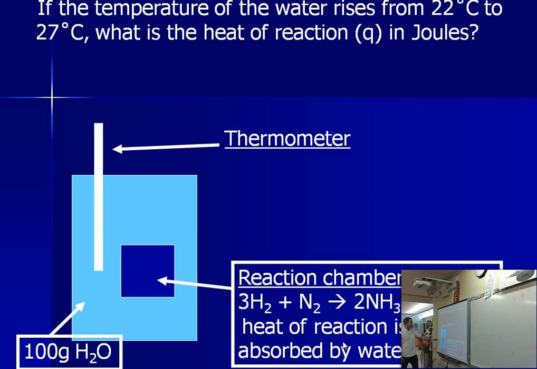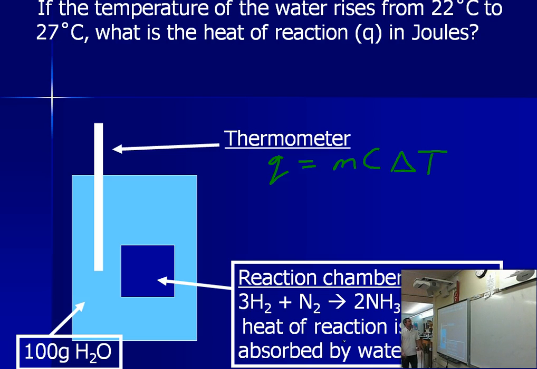So here's my calorimeter. I've got my reaction chamber. Heat is being released because my temperature is going up. So I need to recognize that I need Q is equal to m c delta T. This is what we said in class to help us remember it. And then I go ahead and just plug in my numbers.